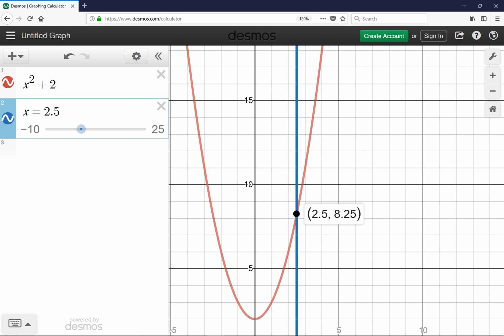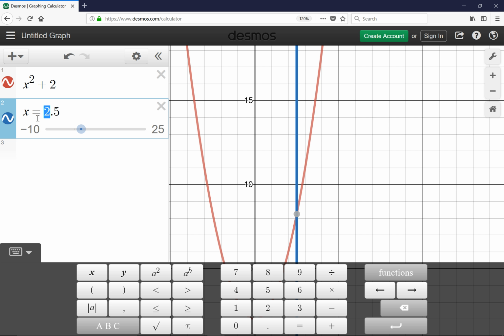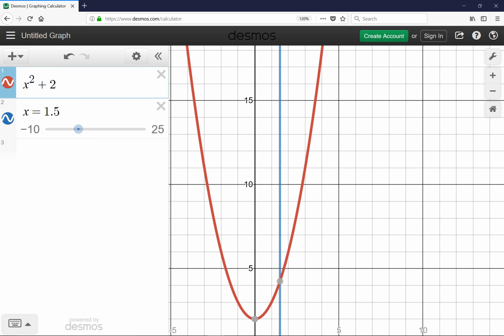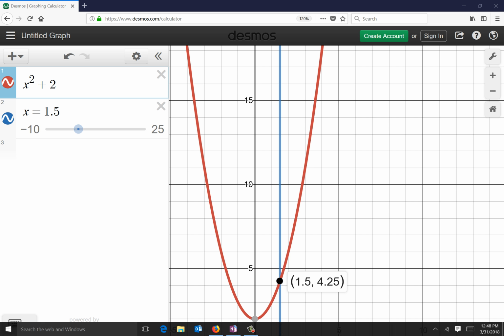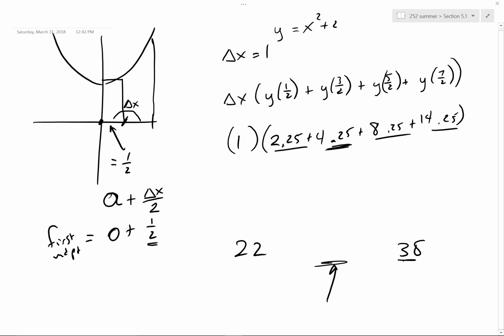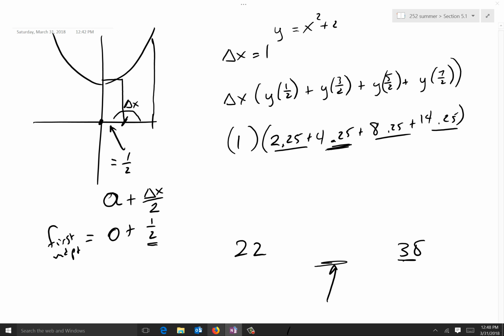8.25. I think I already had that. And 8 1/4, and then 4 1/4. Yep, and then 2 1/4. Good. So if you sum that mess up, let's try it again.